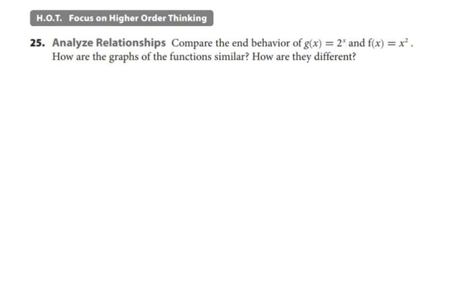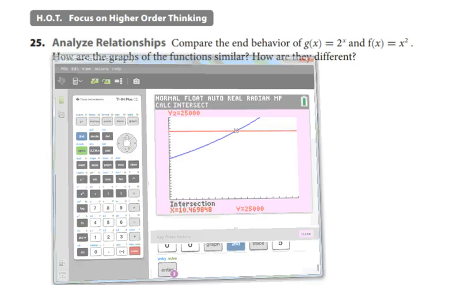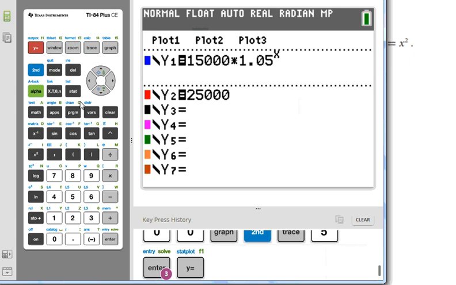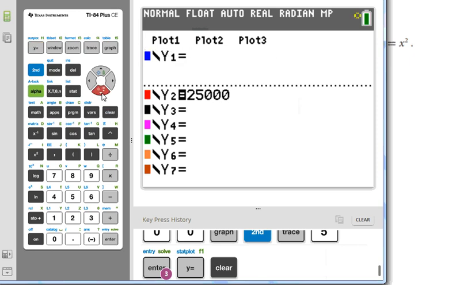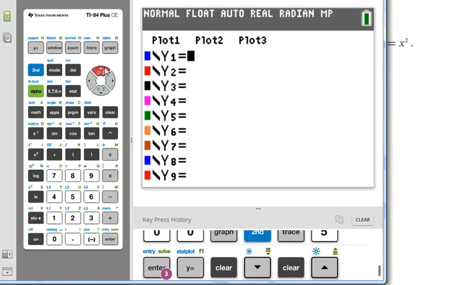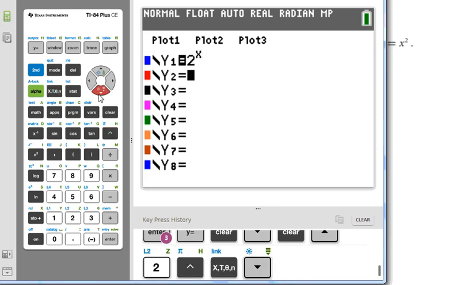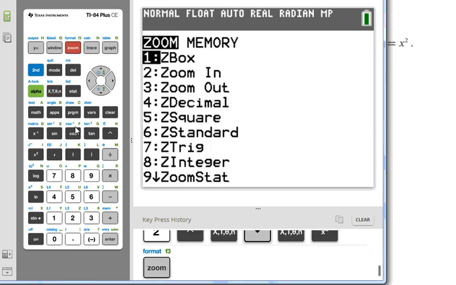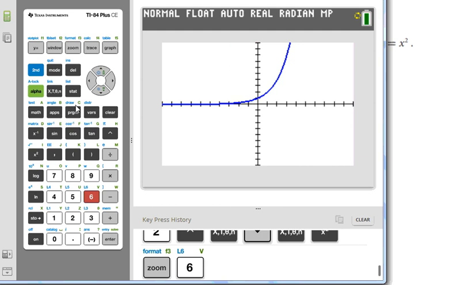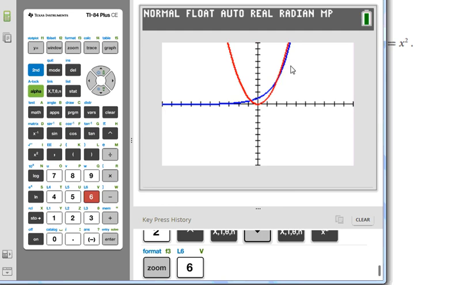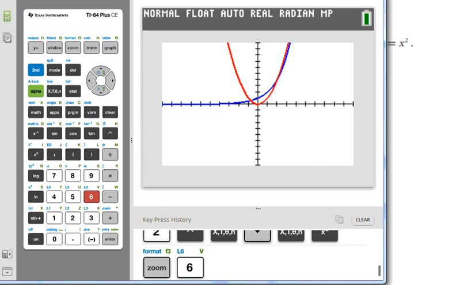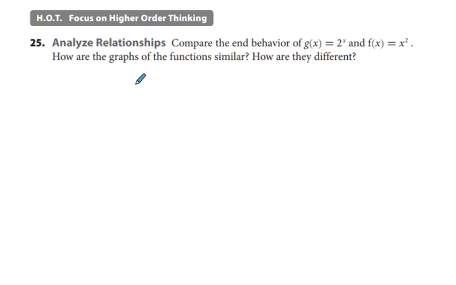And really, I'm going to just put these quickly in the calculator, go back here and put in 2 to the power of x and x to the power of 2, and press zoom 6 to get a standard window, and we see these functions right here. You look to the right, here in quadrant 1, they don't look that far apart. Anyway, let's go ahead and just compare and contrast what it is.